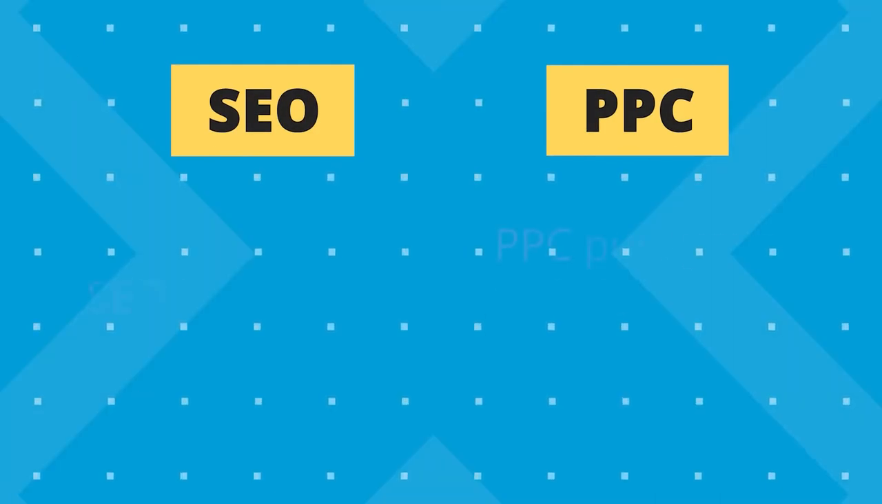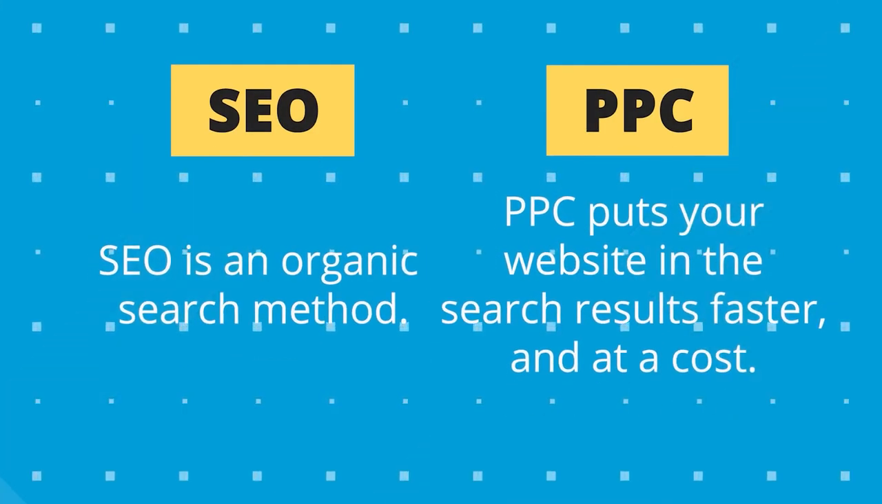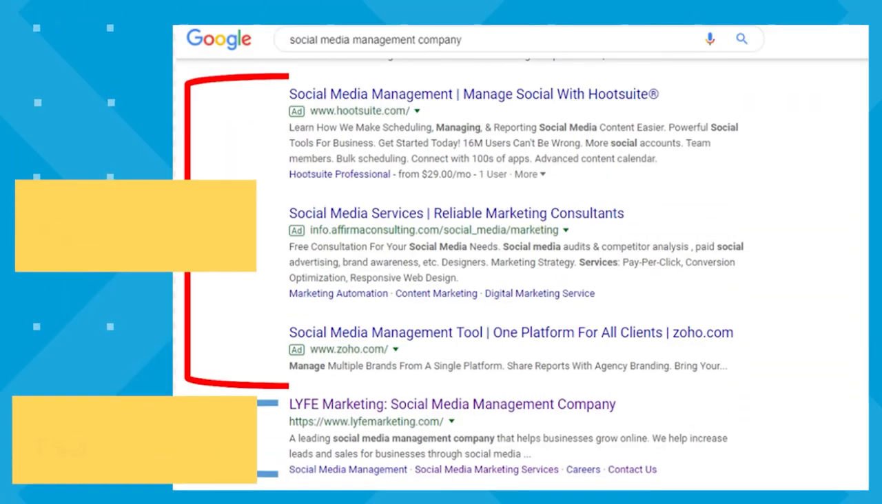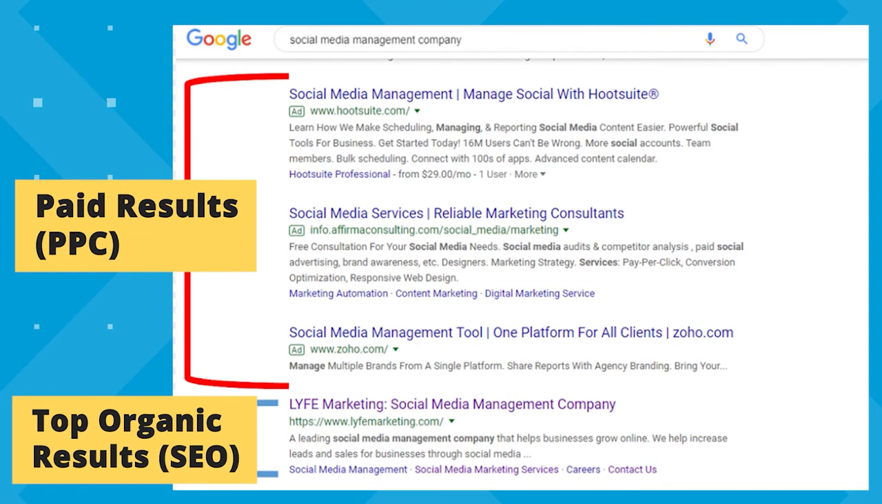So what makes it different from SEO? Well, PPC puts your website in the search results faster and at a cost. Look at the Google results that appeared for us when we typed in social media management company. These first few results that have the ad label beneath them are PPC ads. The first organic result that is not marked as an ad is a result of SEO.